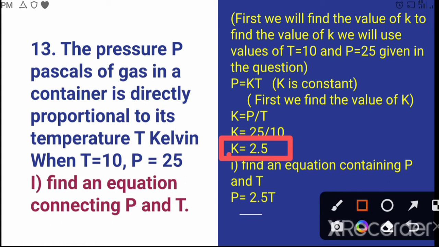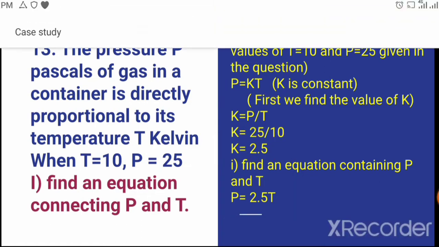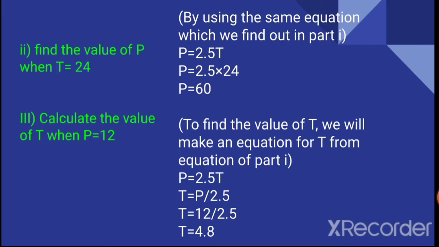And by putting this value in the equation P is equal to KT, we get the equation connecting both the values P and T, and the equation is P is equal to 2.5 T. So this is the answer of this first part. Now we will move to the second part of this question.